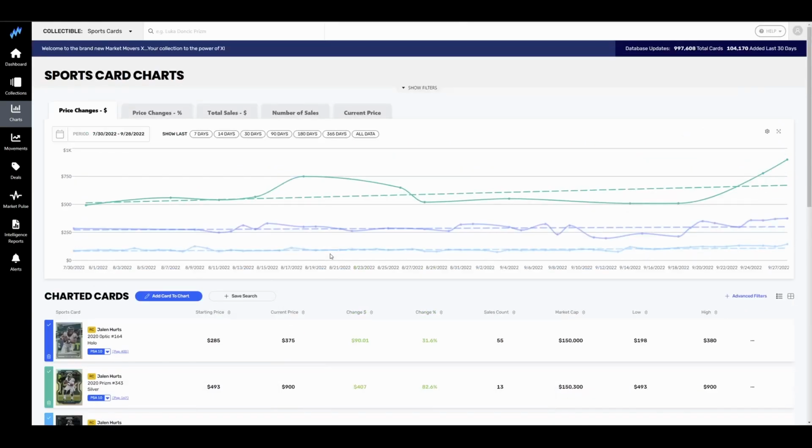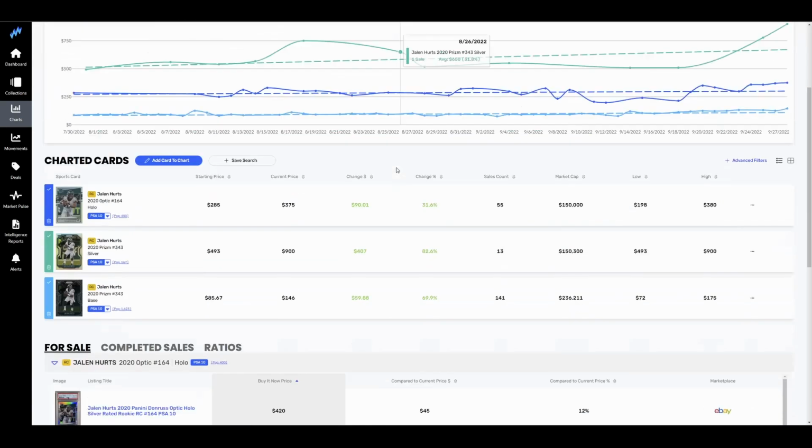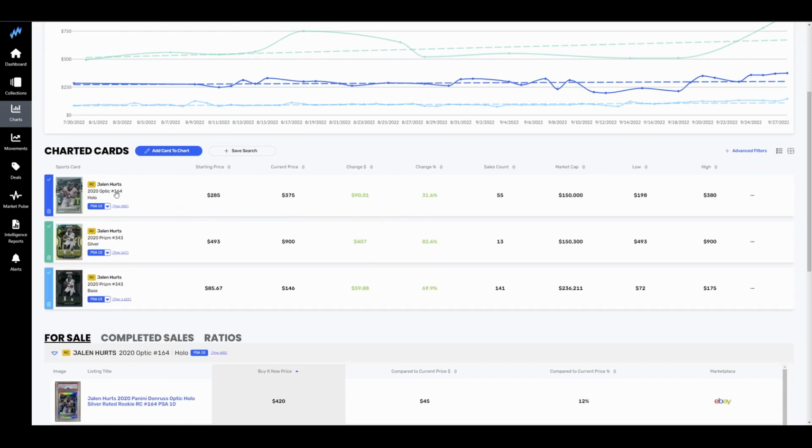Next up, Jalen Hurts, one of the biggest winners, actually probably the biggest winner of the offseason, or of the season so far. His stuff has gone straight to the moon. This is Prism Silver on this top line. Looks like a roller coaster starting to head on up. Over the last 60 days, Optic Hollow is up 30%, Prism Silver up 82%, Base Prism up 70%.